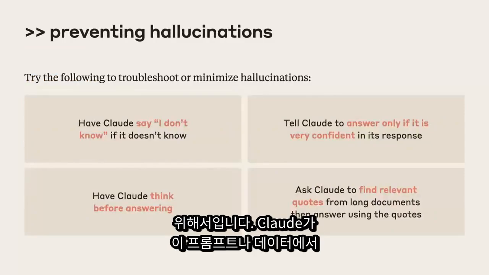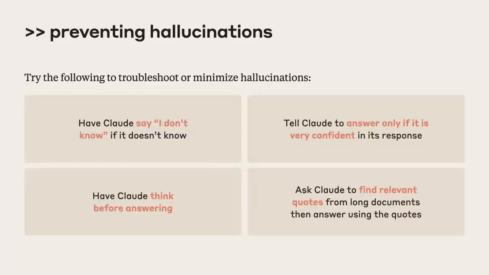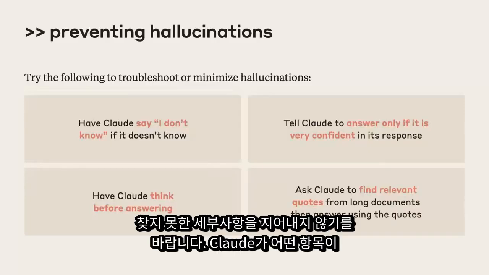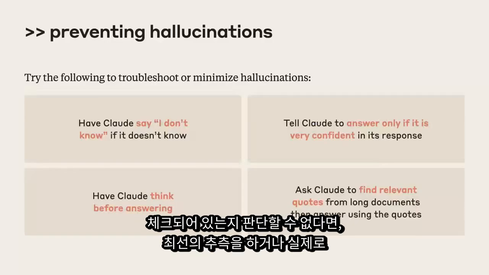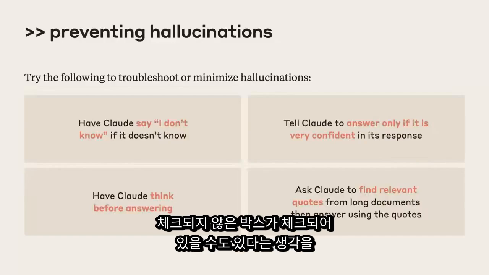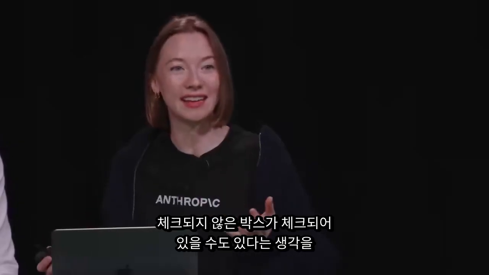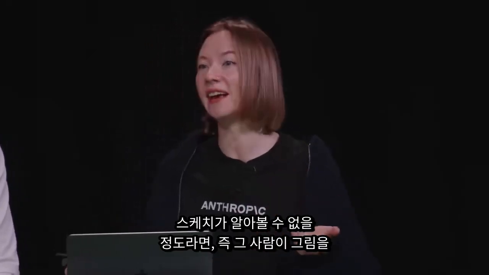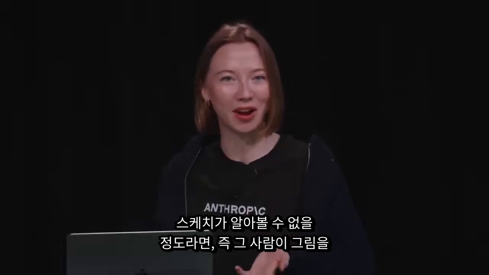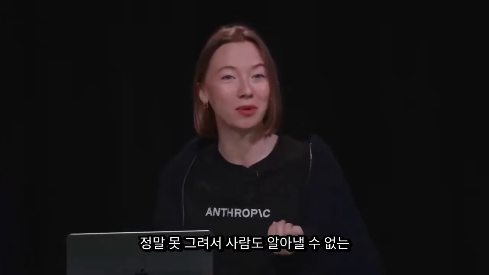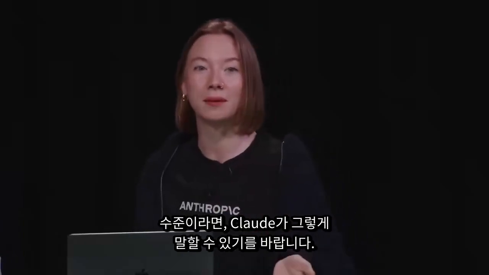So we want Claude to not invent details that it's not finding in this prompt, right? Or not finding in the data. If Claude can't tell which form is checked, we don't want Claude to take its best guess or invent the idea that a box might be checked when it's not. If the sketch is unintelligible, the person did a really bad job drawing this drawing, and even a human would not be able to figure it out, we want Claude to be able to say that.